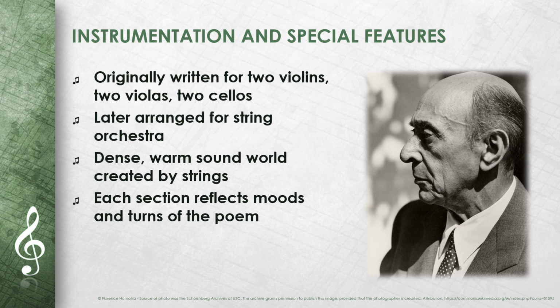Verklärte Nacht was originally written for 2 violins, 2 violas, and 2 cellos. Schoenberg later arranged the work for string orchestra. The musical structure remains the same in both versions. The strings create a dense, warm sound world. Each section of the work reflects the moods and turns of phrase of the underlying poem.